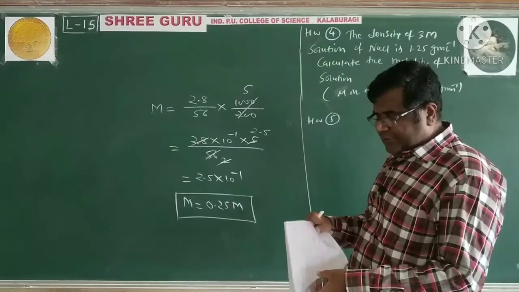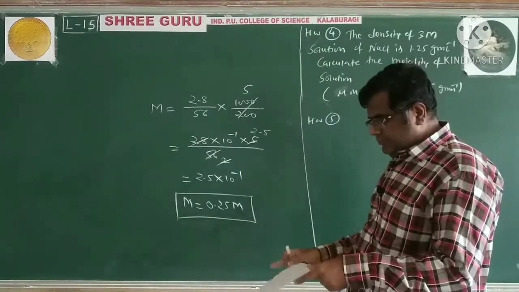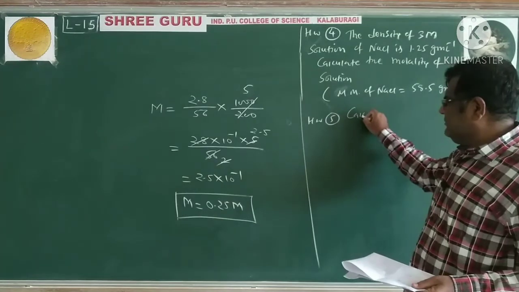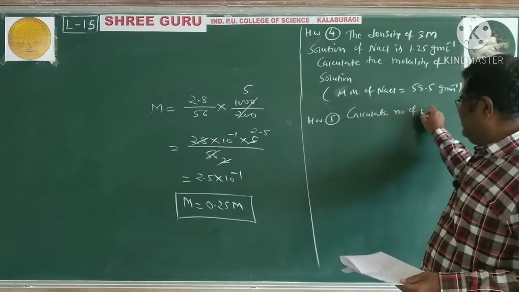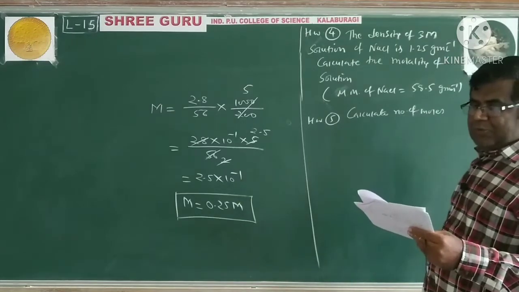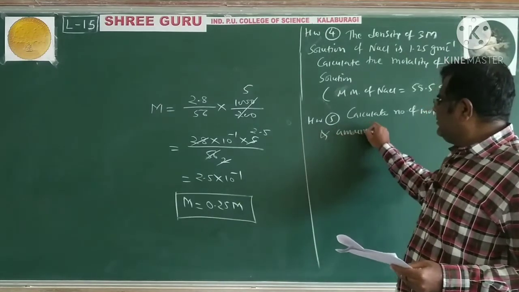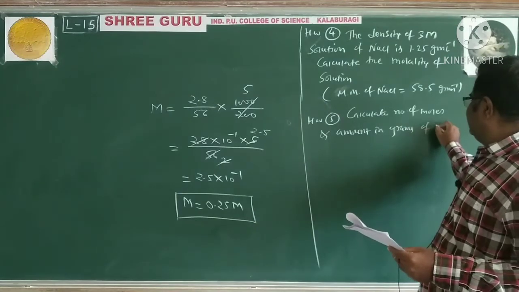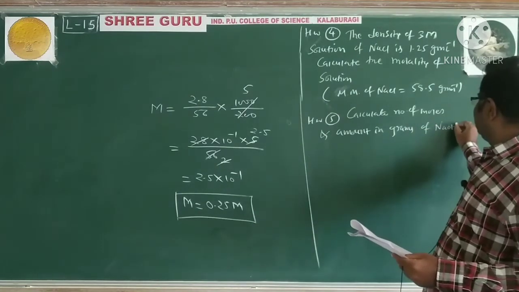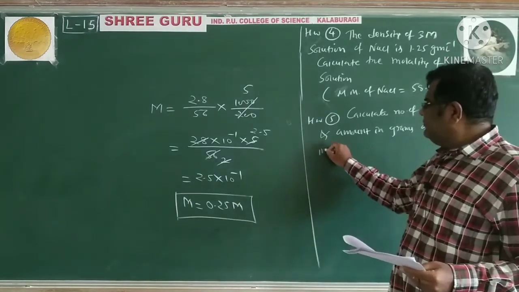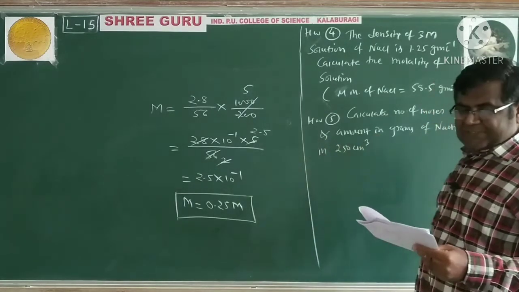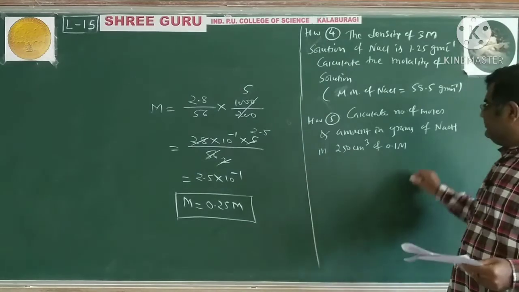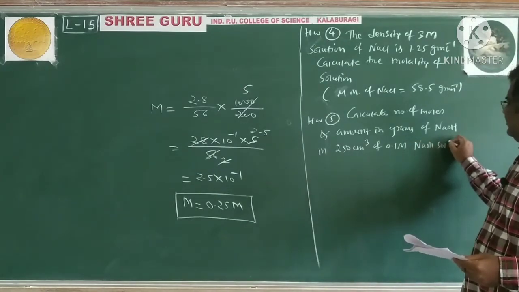This one is also going to be a homework. Calculate number of moles and amount in grams of sodium hydroxide in 250 cubic centimeter of 0.1 molar NaOH solution.